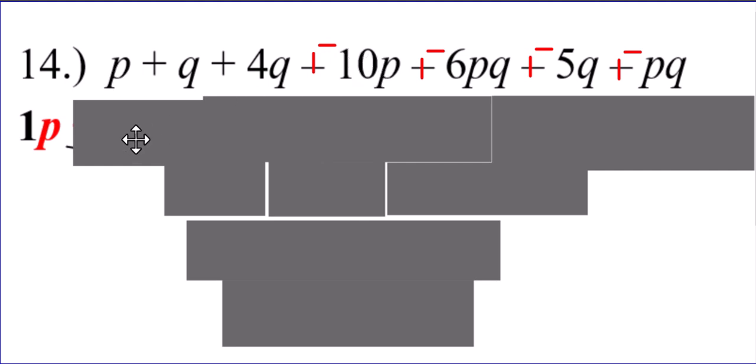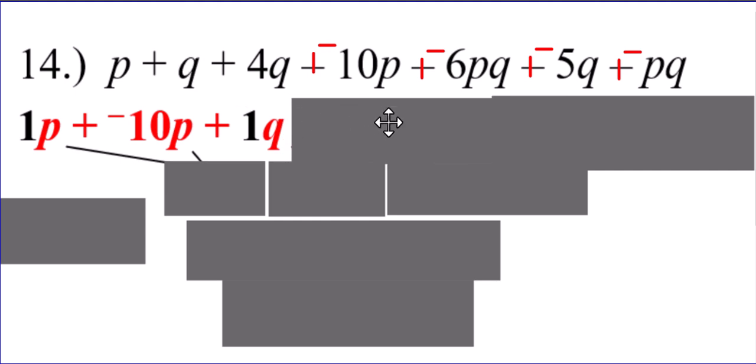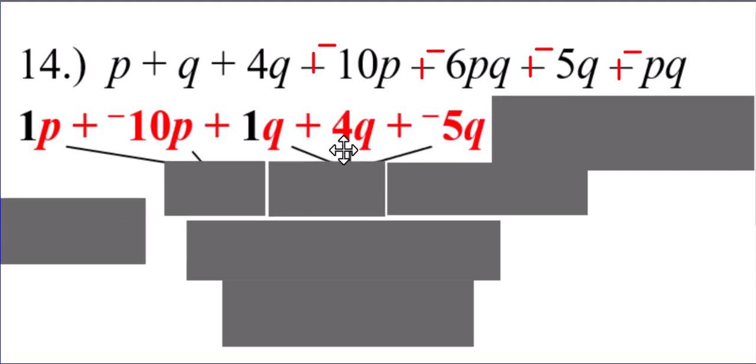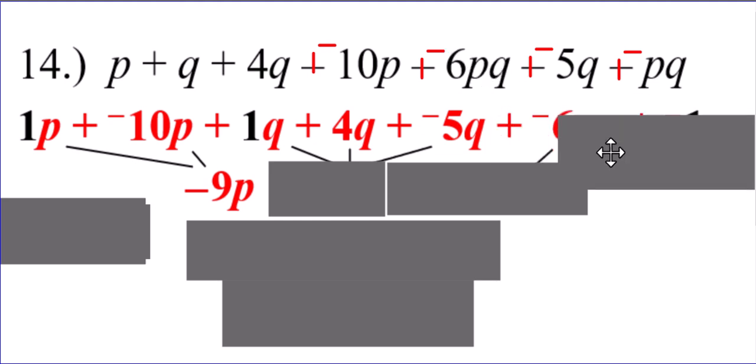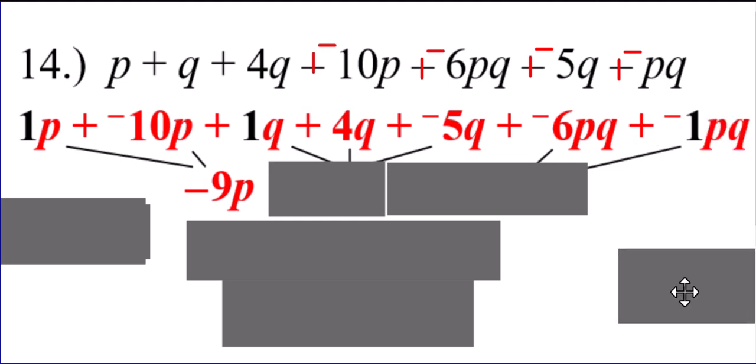All right, p and negative 10p, they are like terms. 4q, negative 5q. Oh, and I almost forgot this q right here, which is 1q. All those q's together are like terms. And I'm about to get a little creative here. Instead of drawing parentheses, I'm kind of drawing some little diagonal lines to show you what I'm about to get, like 1p and negative 10p is negative 9p. You could draw parentheses if you'd rather. That's fine. And then the pq's. Negative 6pq is like terms with negative pq, which is negative 1pq.